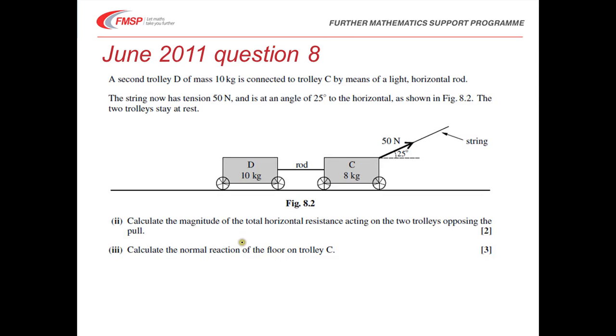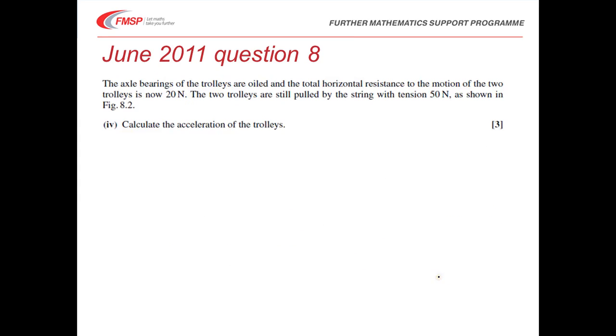Moving on to the second part, we have another trolley, D, connected to the original one by means of a light horizontal rod. The string now has a tension of 50 newtons and it's at an angle of 25 degrees to the horizontal. We have to work out the magnitude of the total horizontal resistance acting on the two trolleys and also the normal reaction of the floor on trolley C. That's 2 marks and 3 marks.